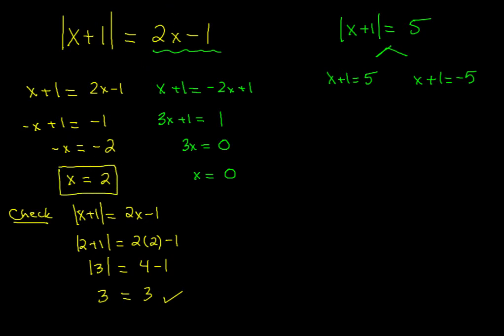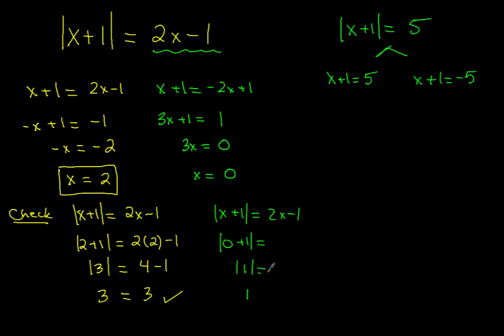Now I'm going to do the same thing with my other potential solution, x equals 0. Again, I want you to write the original problem, so the absolute value of x plus 1 is equal to 2x minus 1. Write the original problem, and then substitute the value that we found for x in. So if I have 0 plus 1, I'm just going to work with the left side first. 0 plus 1 is 1, and when I take the absolute value of 1, I get 1.